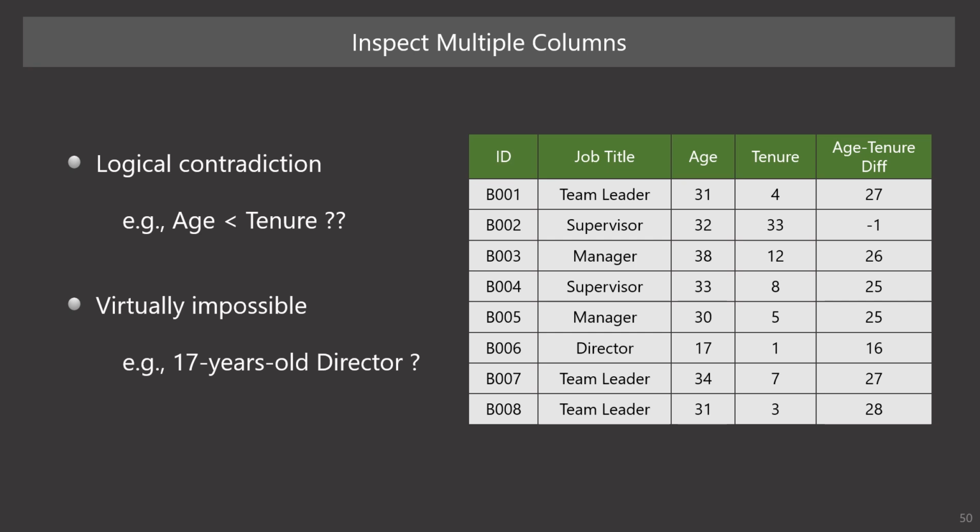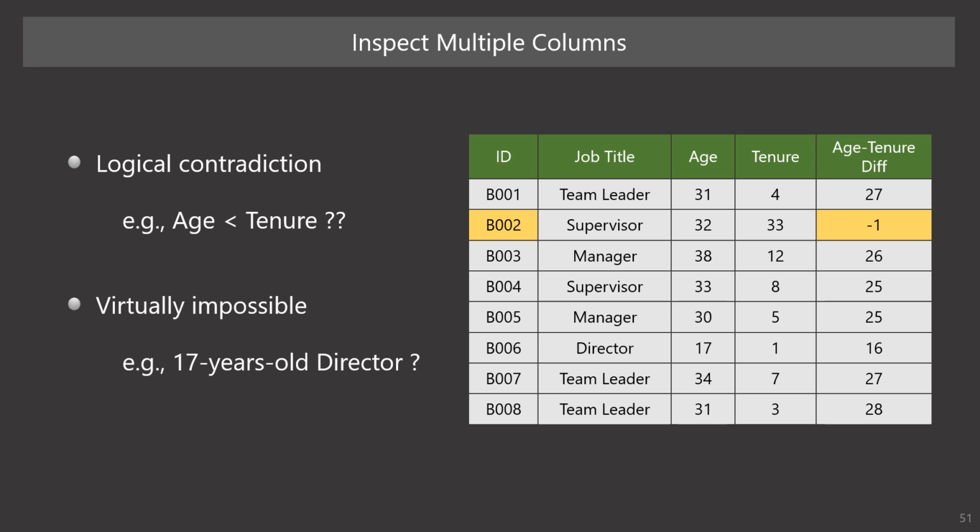By creating a new column that records differences between age and tenure, we can identify this kind of problem. Here, I created a new column named age, tenure, diff by subtracting tenure from age. The value cannot be negative, so if we find a negative value, either age or tenure is mistakenly recorded. So, the case of ID B002 is impossible. It may be that either age or tenure is wrongly recorded.